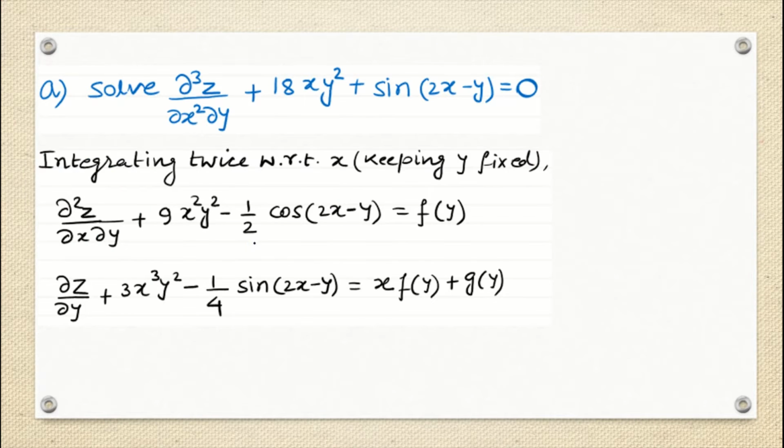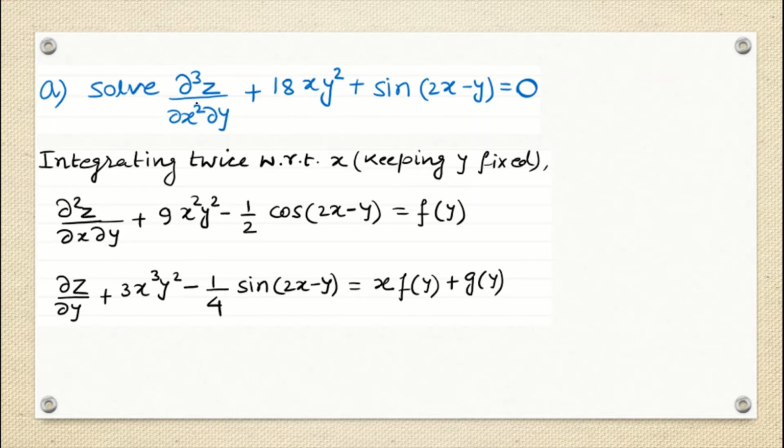Okay, so let's start question number one. Here they have given us ∂³z/∂x²∂y + 18xy² + sin(2x − y) = 0. So this is the PDE for sure.